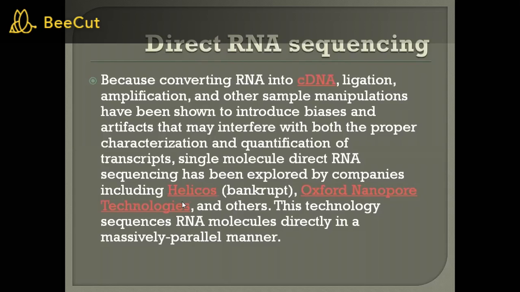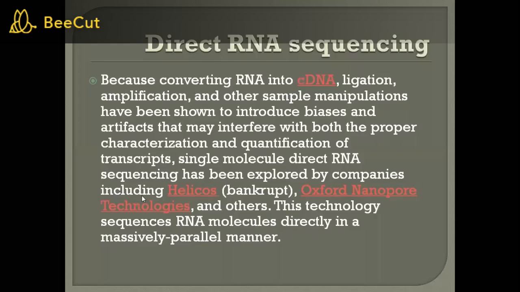Apart from converting the RNA into cDNA, after getting the cDNA we have to prepare the library. For this, we have to add the linkers, the adapters, and then amplify, and after this we sequence. Why do we skip these steps? Because they may introduce biases and artifacts that may interfere with both proper characterization and quantification of the transcript. So whatever result we get regarding the characterization and quantification of the transcript may vary. To avoid this, we can directly use the RNA molecule for direct sequencing.